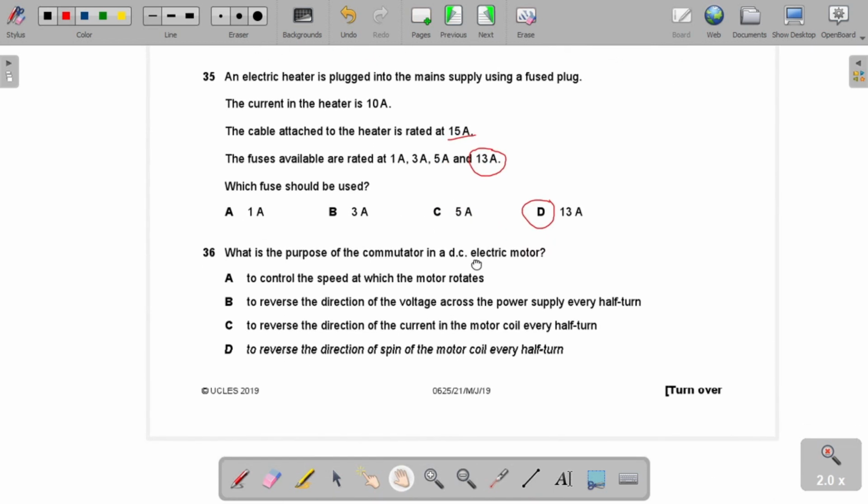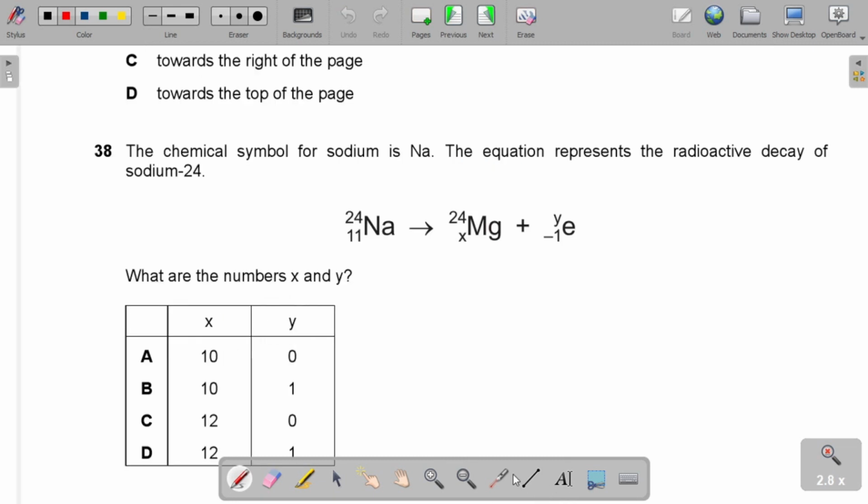The next question, which is question 36: what is the purpose of the commutator in a DC electric motor? The commutator is also called a split ring, and its function is to reverse the direction of current in the motor for every half turn. Let's go to the next question.